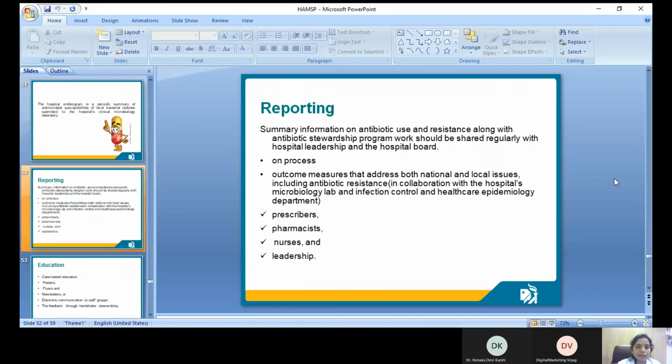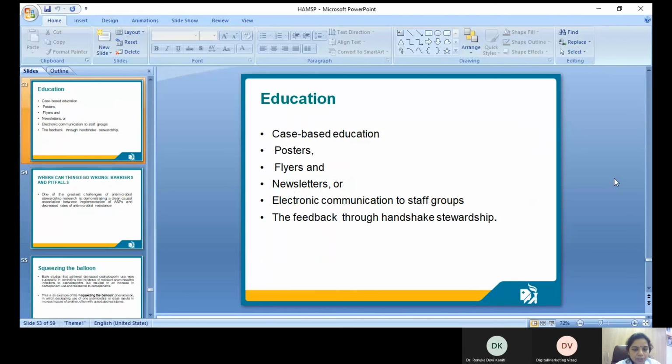So finally, after tracking, reporting is also very important. Summary information on antibiotic use and resistance, along with antimicrobial stewardship program work, should be shared regularly with the leadership program as well as the board on the processes and outcome measures, and it should be shared with the prescribers, pharmacists, nurses and leadership team. Finally, education should include case-based education in the form of posters, flyers, newsletters, or electronic communication to all the staff, and feedback to the consultant through the handshake stewardship program.